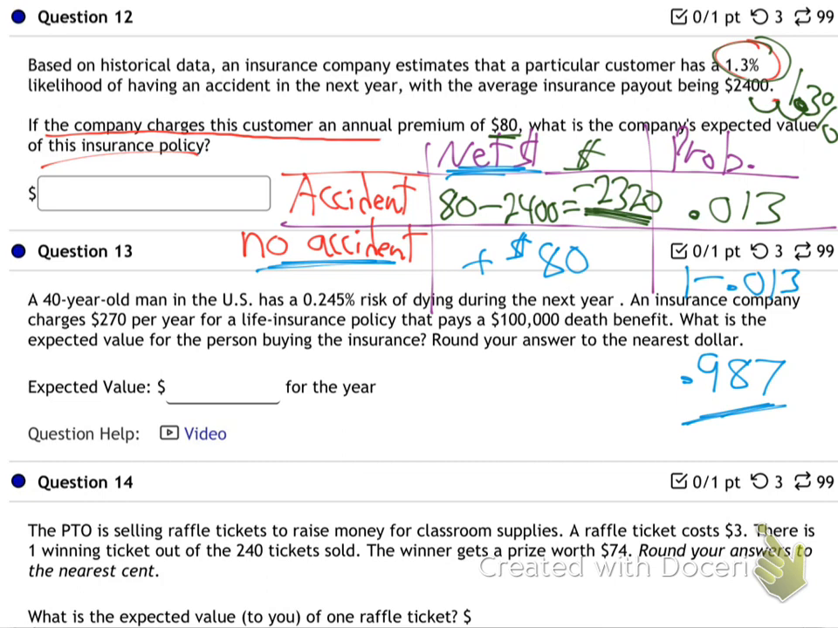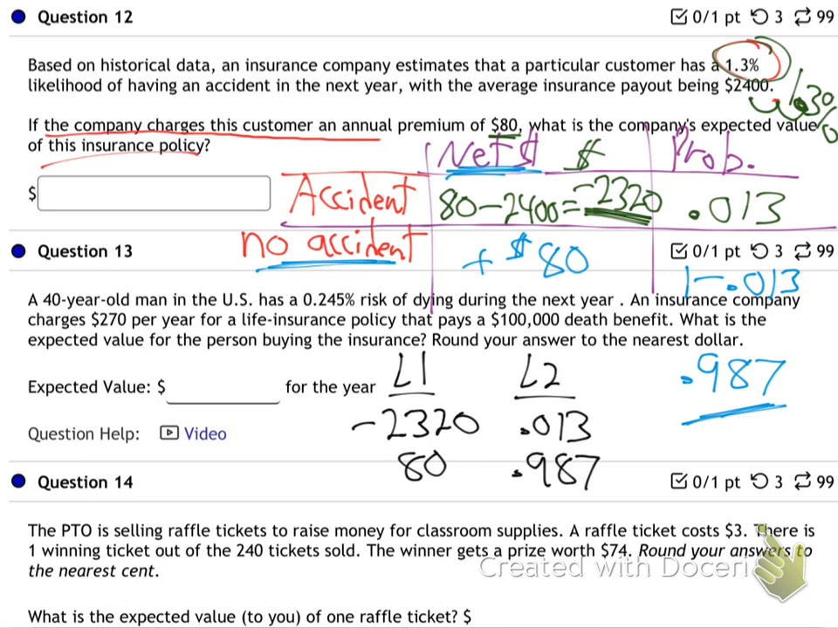So now put those in your calculator in L1 and L2. L1 is minus 2320 and 80, and L2 is 0.013 and 0.987. Hit the buttons, hit stat, calc, L1, L2. 48.8. Positive. Positive 48.8. Sounds like a couple people are getting that? Good. So that makes sense.